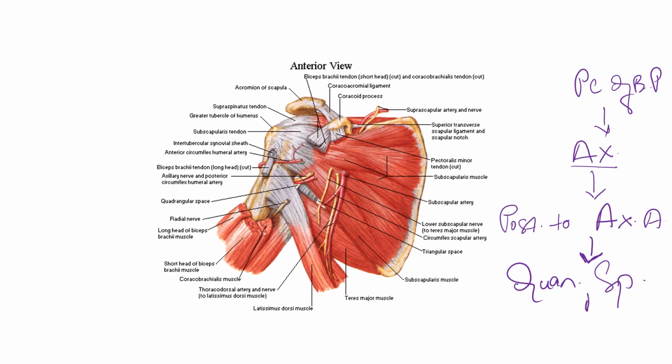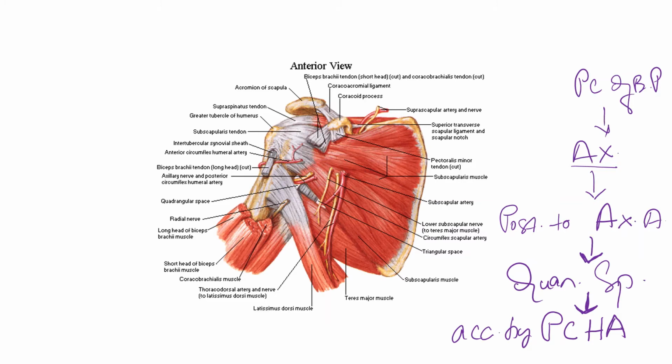Once the nerve enters the quadrangular space, it is accompanied by the posterior circumflex humeral artery, which is the branch of the third part of the axillary artery and takes part in winding around the surgical neck of the humerus. So this is about the course of the axillary nerve.